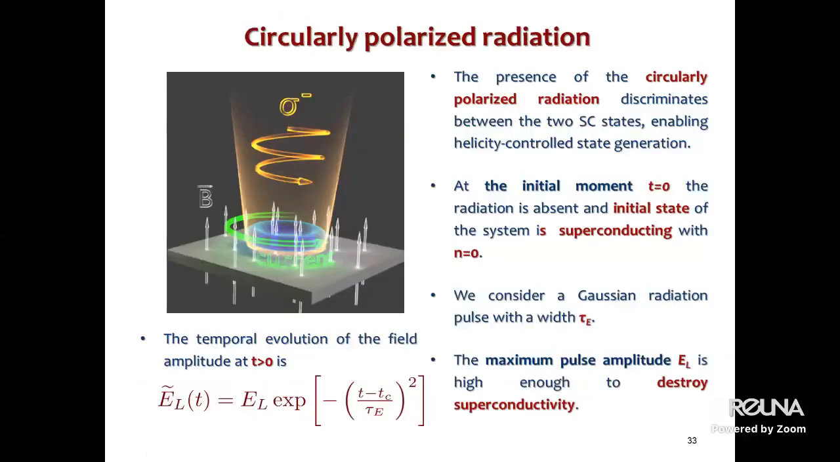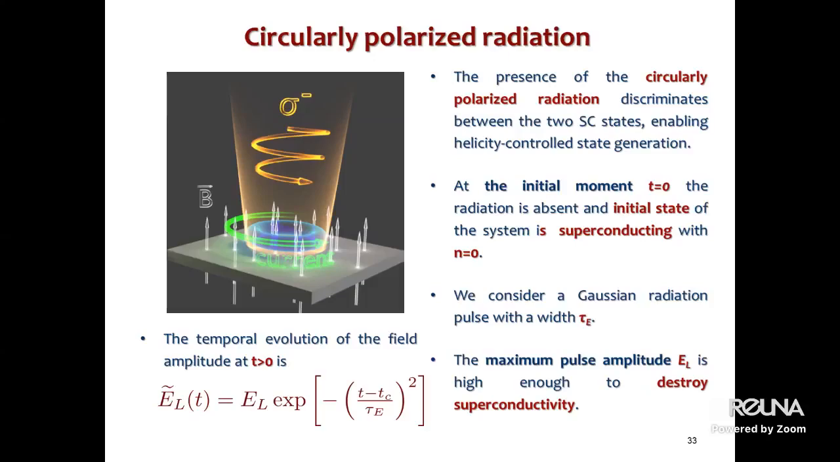Okay, so far we have seen that the presence of circularly polarized radiation discriminates between two superconducting states, enabling controlled state generation. And we modeled the system using a setup where initially the system was in the normal state. But in engineering applications, we usually have something like in a computer, we have 0, 1. We need to switch from one state to another one. So let's see if it will work in this situation.